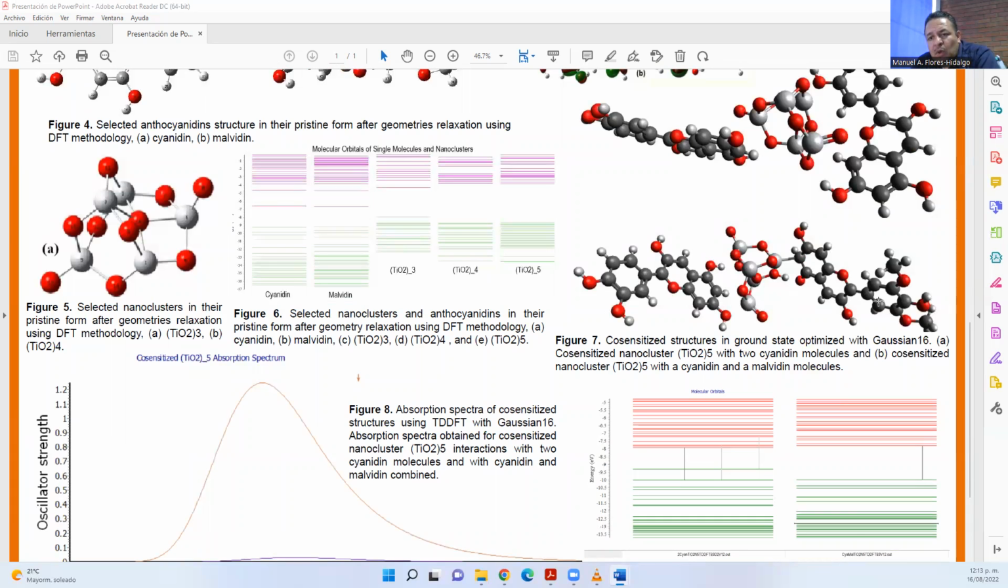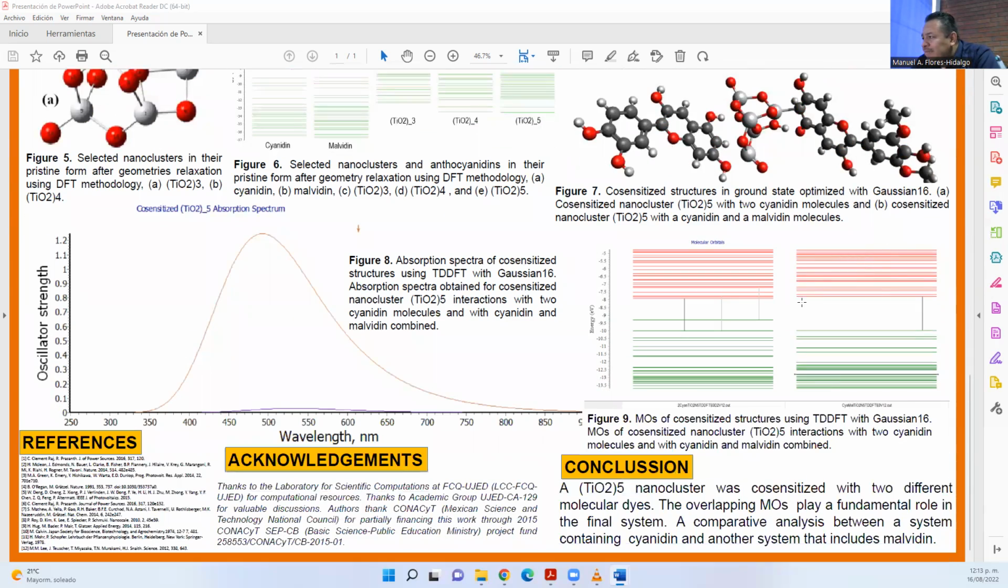Then we compared what happened in the molecular orbitals and also in the absorption spectra. We calculated the excited states to obtain this absorption spectra. We can see that there is a very big difference here. We are still not totally satisfied with these results. We know that the difference is there.